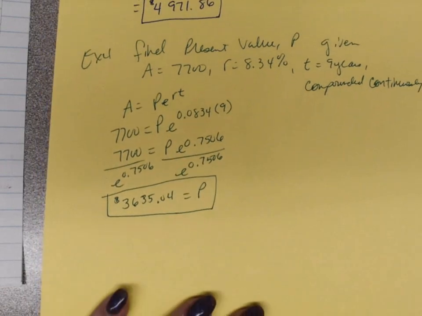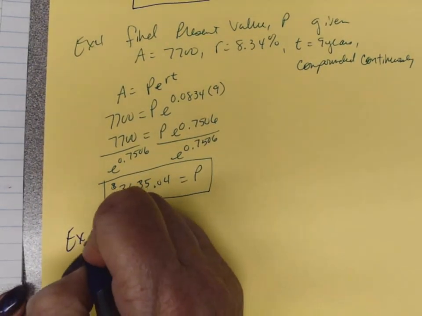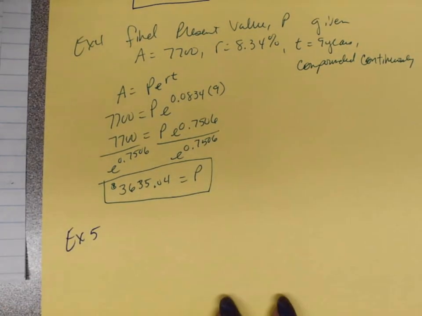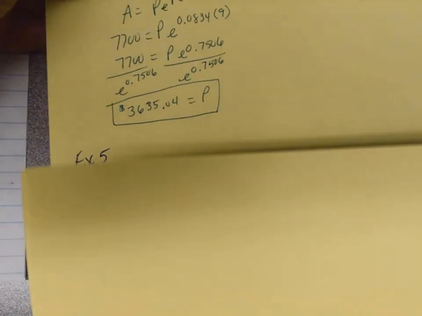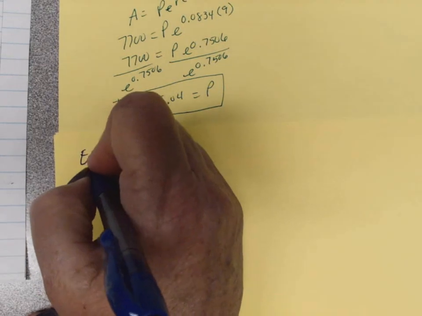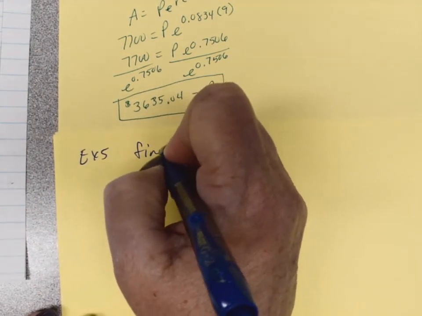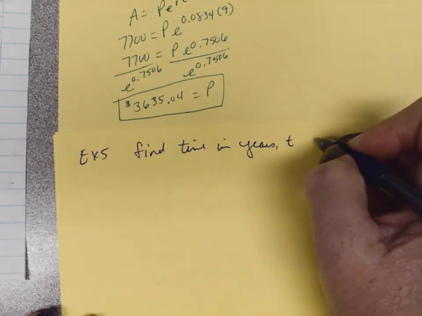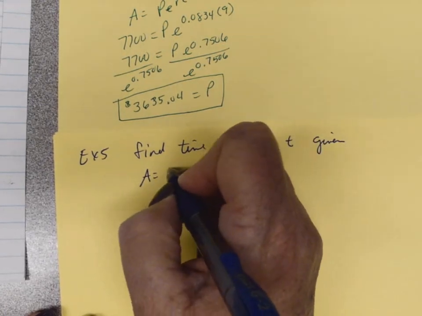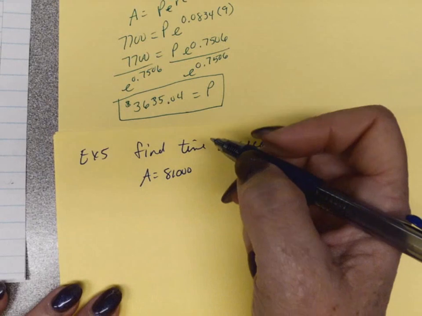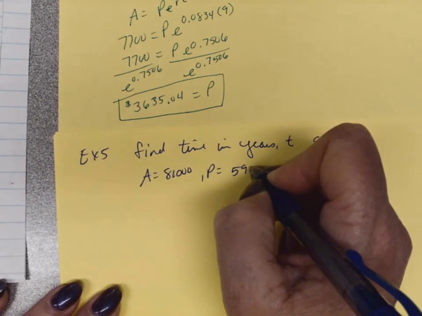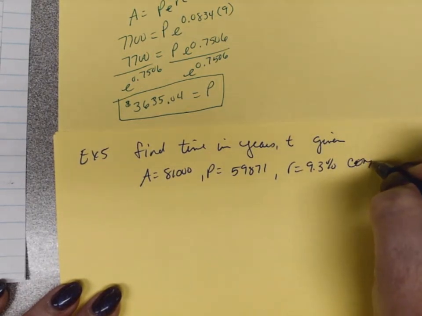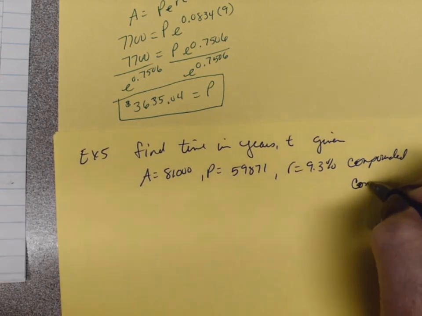All right, we're going to go on to example 5. So example 5, we are asked to find the time. So I'm actually going to switch pages, I think, because it'll take a little bit to do this one. So example 5, we're going to find time in years, which is t, given that A equals 81,000, P equals 59,871, r equals 9.3%. And we are compounded continuously.